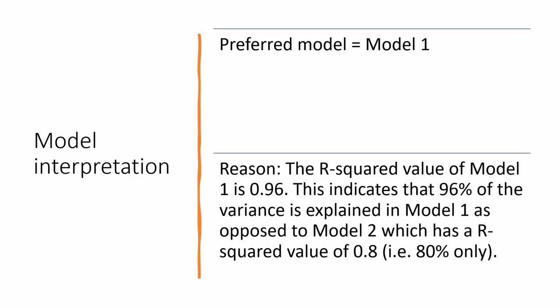My preferred model is model 1 because the R squared value of model 1 is 0.96, which indicates that 96% of the variance can be explained in model 1, as opposed to model 2, which has an R squared value of 0.8, which is only 80%.